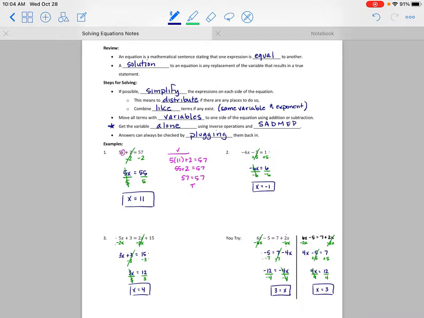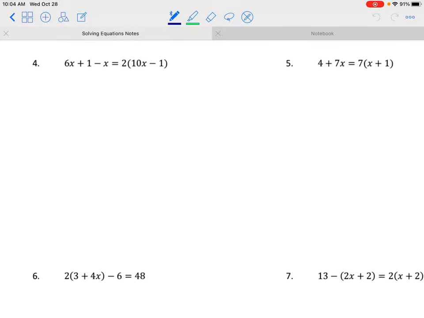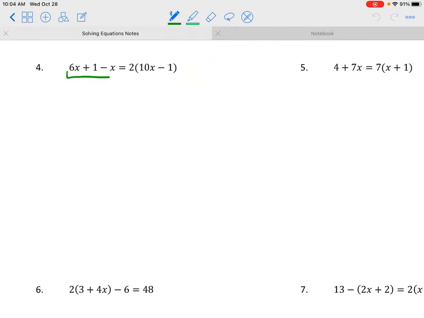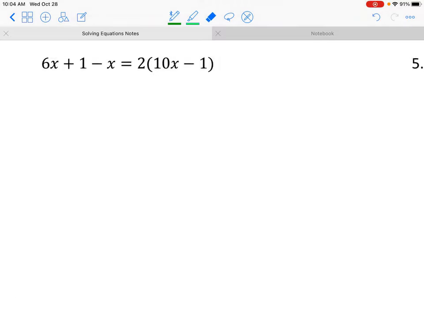Okay? All right, let's look at some where we actually have to do some simplifying now. So there is some simplifying to do on this side. These two are like terms, so I want to combine them. And I also have simplifying here because that too can be distributed. So those are steps I need to take before I try to do any solving. So let me simplify on this side.